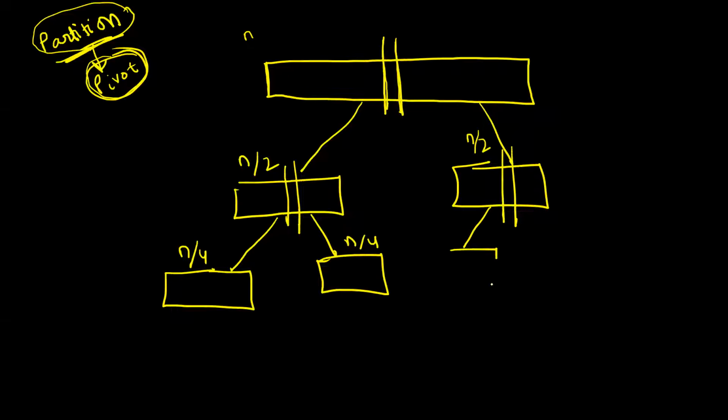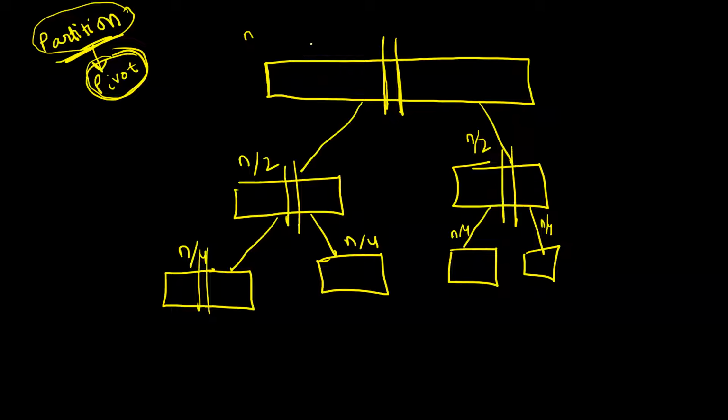Similarly, you will call quicksort on the left and the right part. Here also the size of the array will be n by 4 each, and again, assume that the partitioning happens in the middle. So just assume that in every stage when you are calling the partition function, the partitioning happens at the middle. Obviously, it will depend on what your pivot is, but let's assume that you are selecting the pivot in such a way that the partition always happens in the middle.